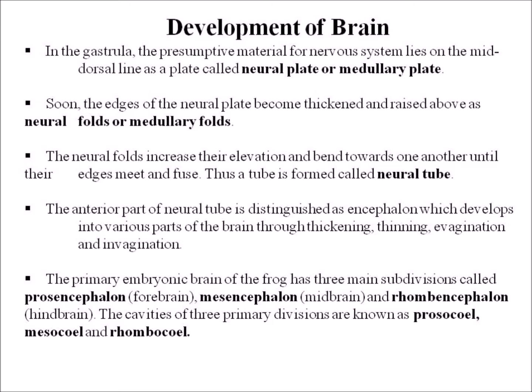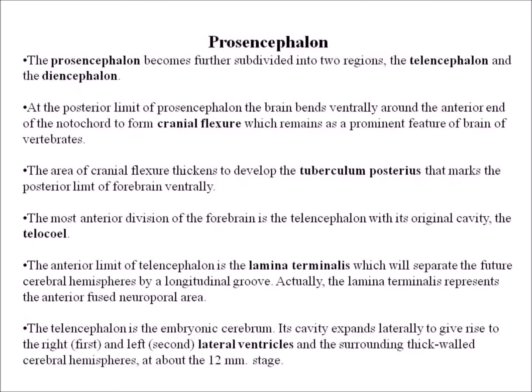The primary embryonic brain of frog has three main subdivisions called prosencephalon, mesencephalon and rhombencephalon. The cavities of the three primary divisions are known as prosocele, mesocele and rhombocele. We can see about prosencephalon or the forebrain. The prosencephalon becomes further subdivided into two regions, the telencephalon and the diencephalon.